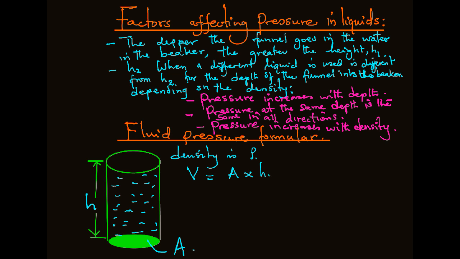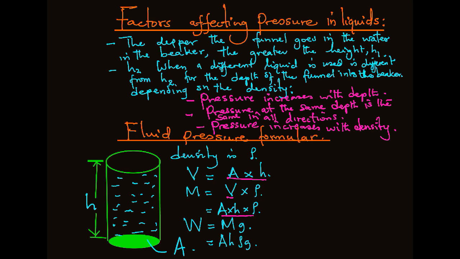The mass of the liquid is given by the volume multiplied by the density. So mass is V times rho. V is already A times h. So if we substitute this into this, we have A h multiplied by rho as the mass. Therefore, since weight is equal to mg, then we substitute m into this so that we have A h rho g as the weight.